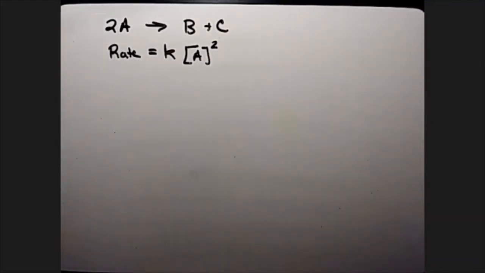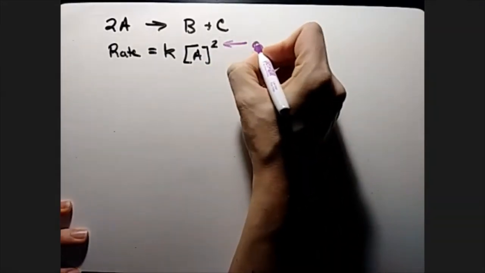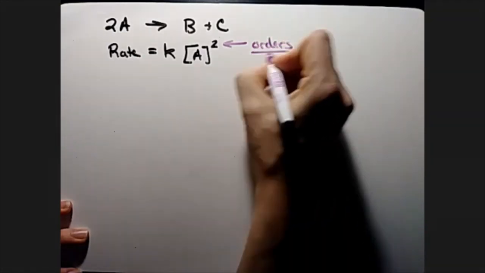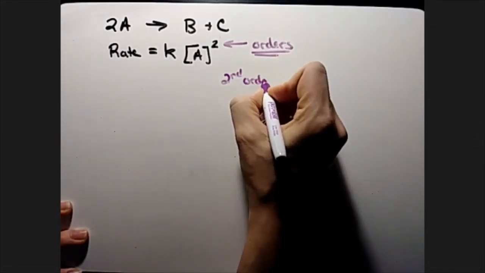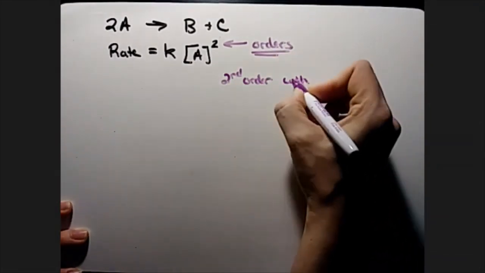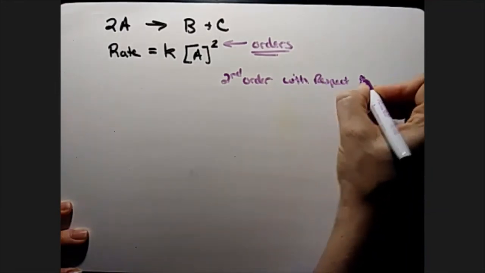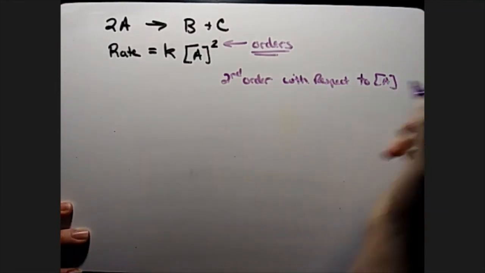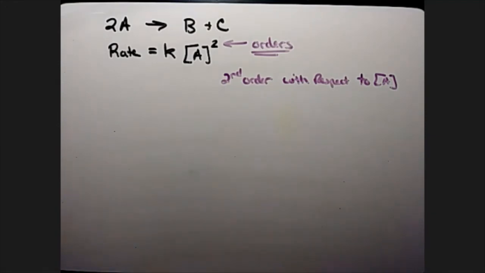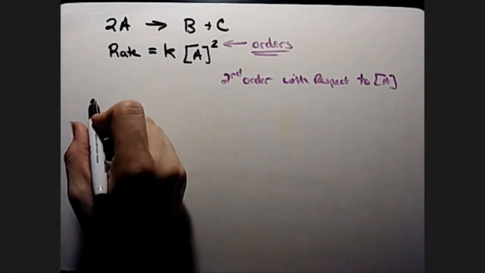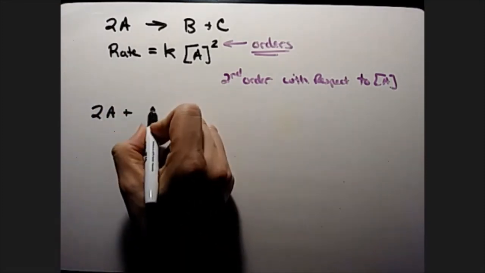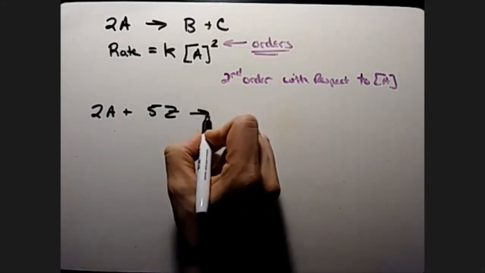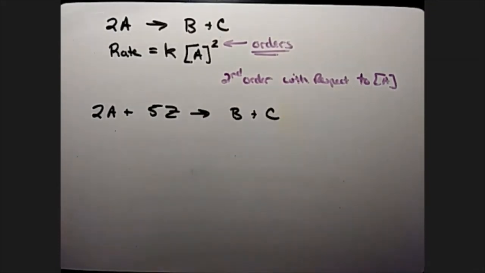Now we do have a fancy way of referring to these exponents in this chapter. We call these exponents orders. So this reaction is actually second order with respect to the concentration of A. Let's take a look at another one. What if instead I was dealing with 2A plus 5Z makes B plus C?